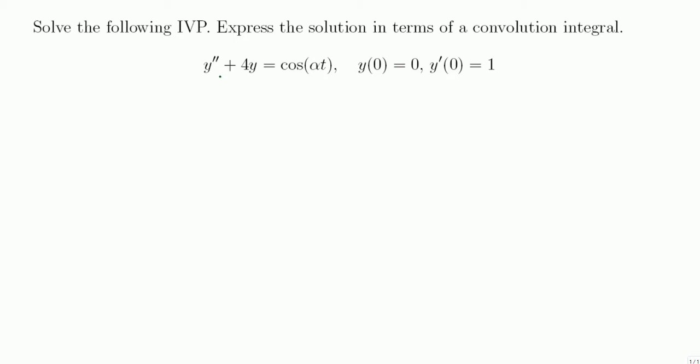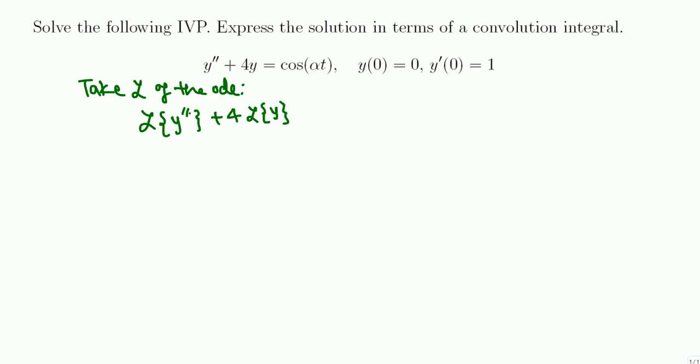We first take the Laplace transform of this ODE. Take Laplace of the ODE, then Laplace of y double prime plus 4 Laplace of y, because Laplace is linear, so we can distribute in this way, equals Laplace of cosine alpha t.